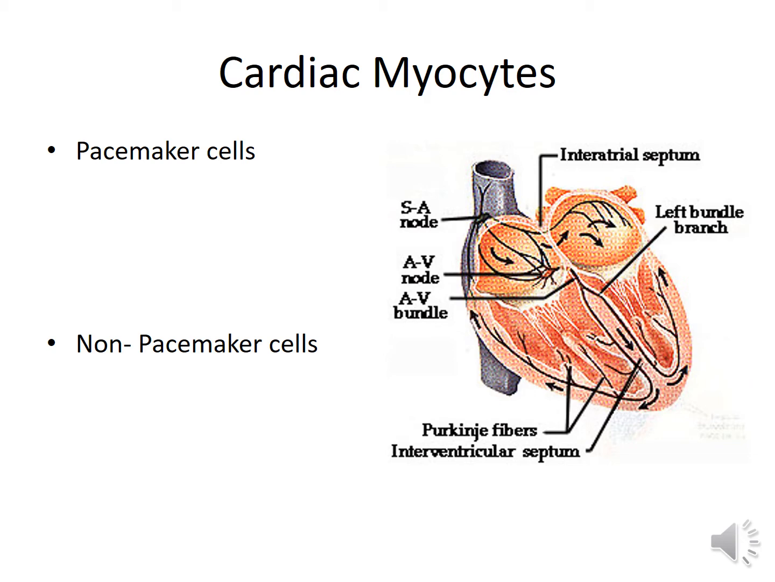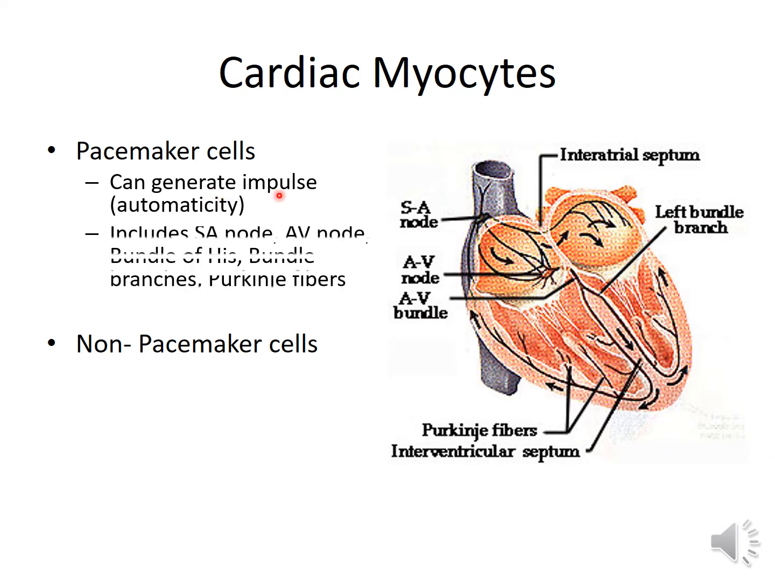Now, cardiac myocytes are of two types, as we have already studied in physiology. They can be pacemaker cells or non-pacemaker cells. The pacemaker cells are those which are able to generate their own impulses. So they have the property of automaticity, that means they can generate their own impulses. Pacemaker cells include SA node, AV node, bundle of His, bundle branches and Purkinje fibers.